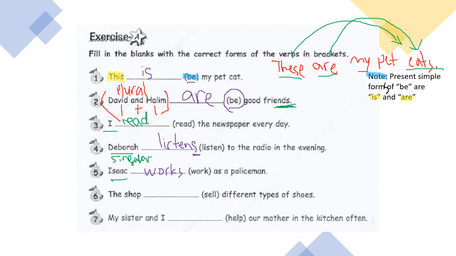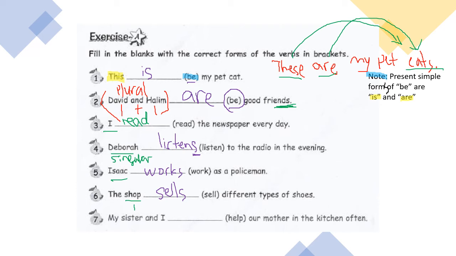Okay, and next, the shop. How many shops? One. So the shop sells different types of shoes. Don't get confused with this. The main thing is your subject, the shop, singular. So what do you add? Add S. So the shop sells different types of shoes.